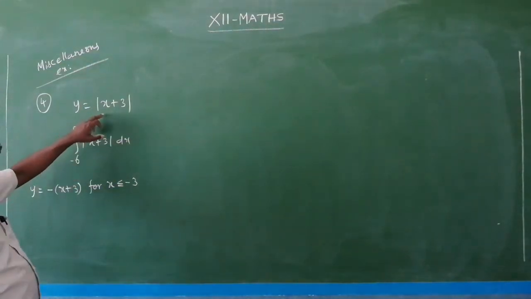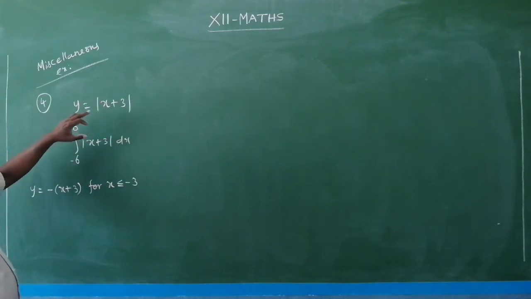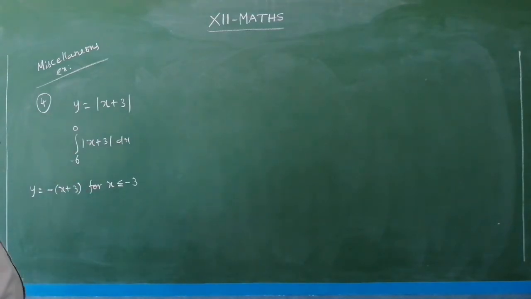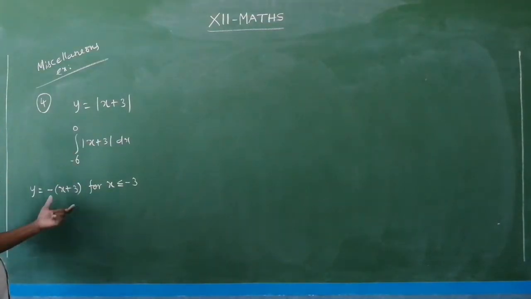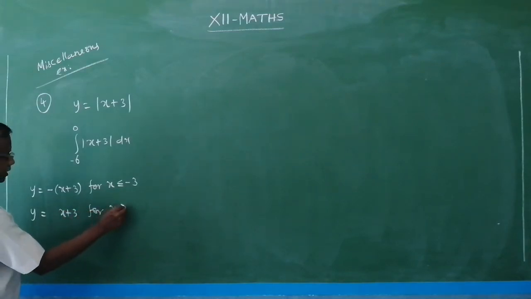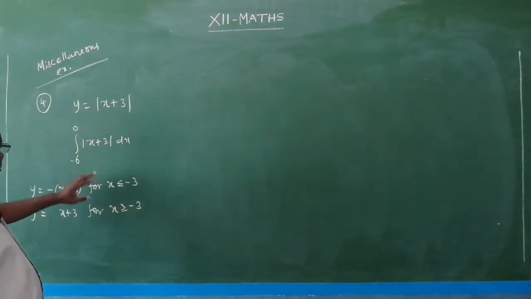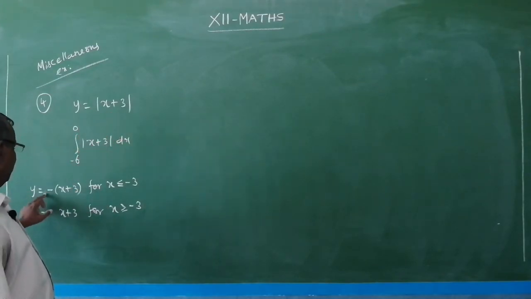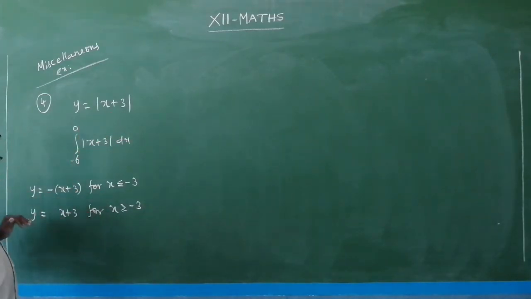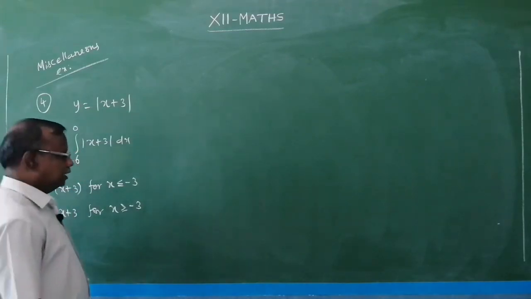So when x equal to minus 3, y becomes 0, and for all values less than minus 3, for example minus 4, we get minus 1, so we need to put the negative sign. And we have y equal to x plus 3 for x greater than or equal to minus 3. When it is greater than minus 3, for minus 2 it is plus 1, for minus 1 it is plus 2. So the graph will be like this.